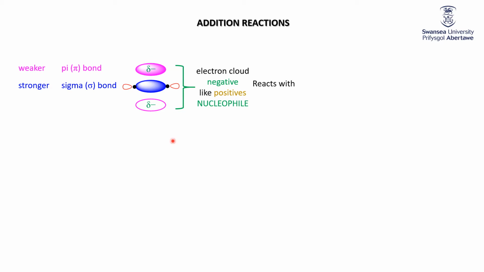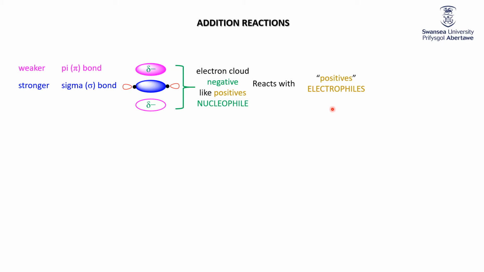Now, of course, what this means is that the electrons in this electron cloud, being negative, react with positive things. And positive things, of course, like negative things. What are negatives? Electrons. And so positive things that like negative things are called electrophiles. So these are two really important words that you need to be thinking of all the way through. Nucleophiles are things that like positives. Electrophiles are things that like negatives.